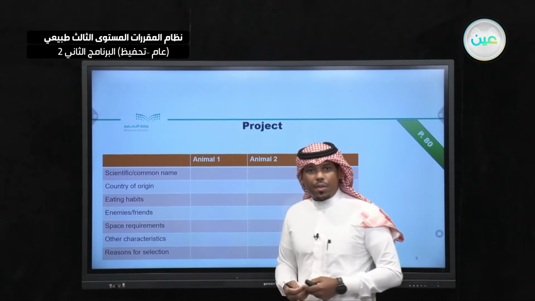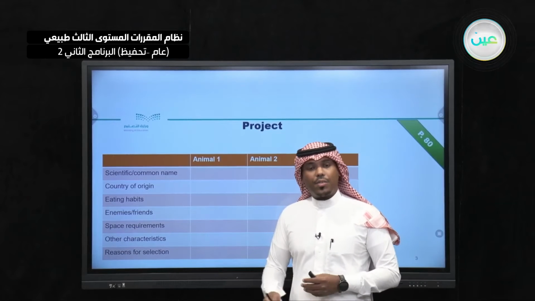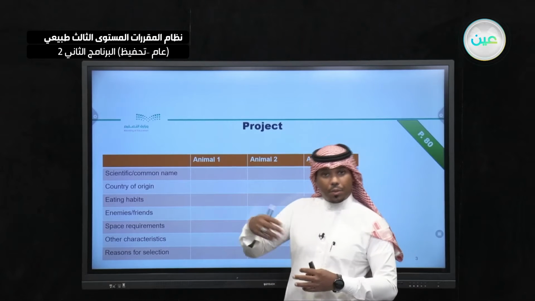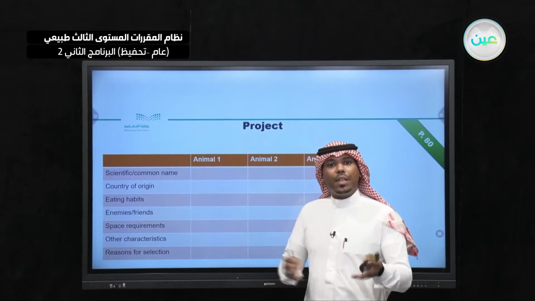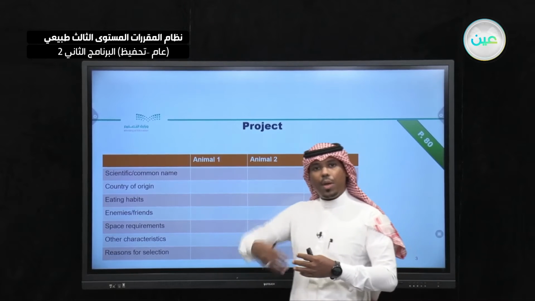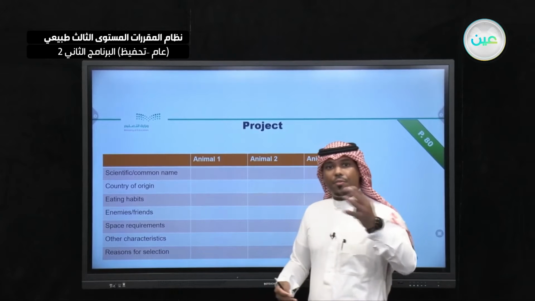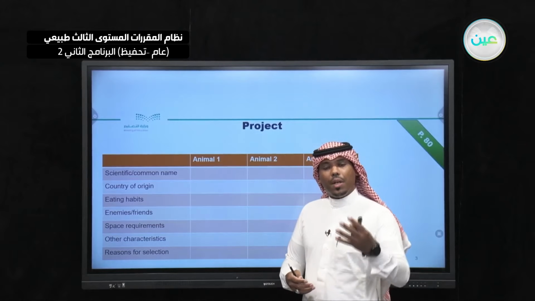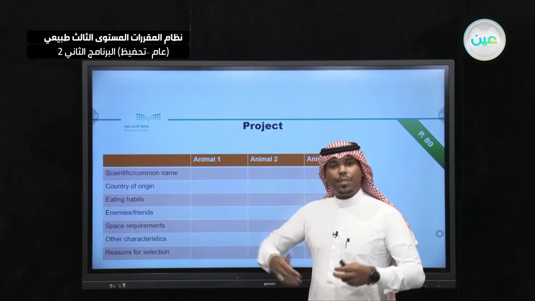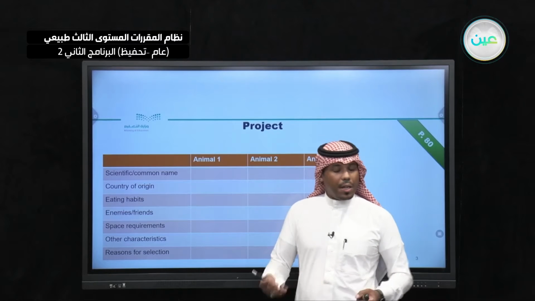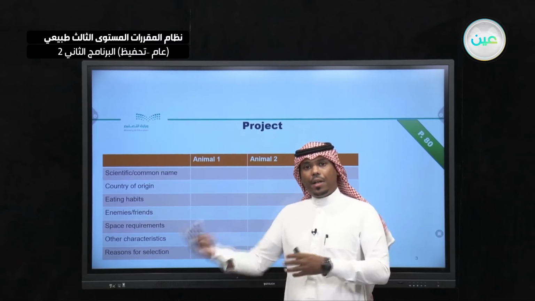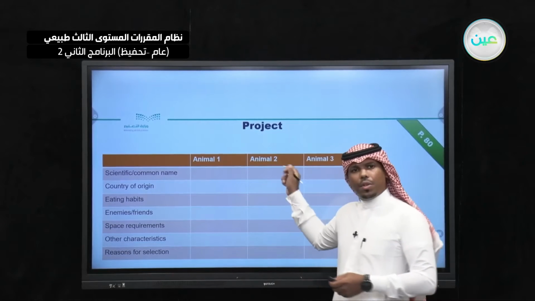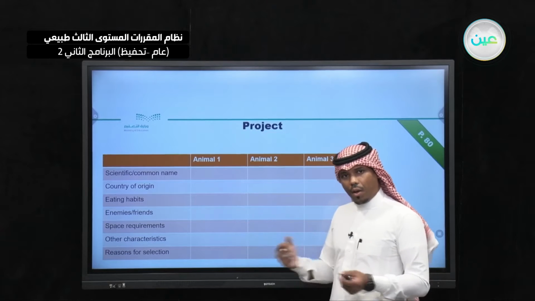Other characteristics, for example, we took the chameleon, which can change its colors. So here I'm talking about the characteristics. What's so special about these animals? So you have to give me more information about this research. Finally, reasons for selection. Why did you choose this animal? Is it because it's famous in your country or in any other country in Asia? So you have to give me a reason. Make notes. Use this chart to make a lot of notes.